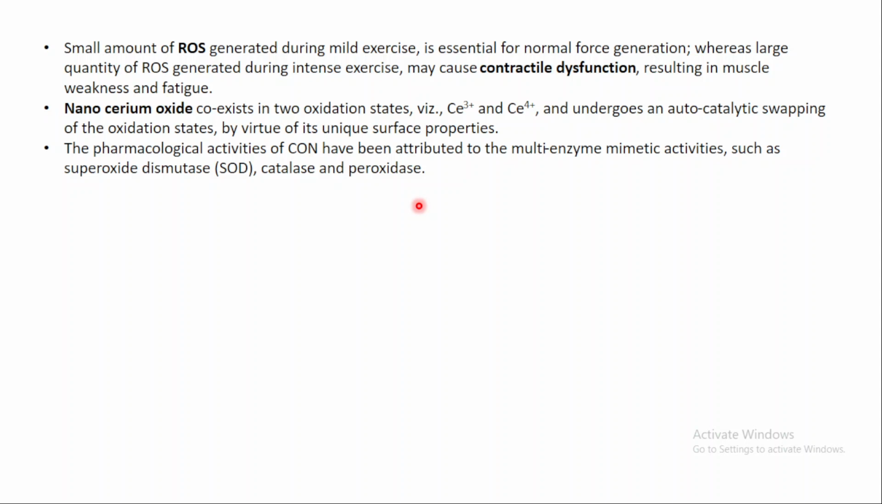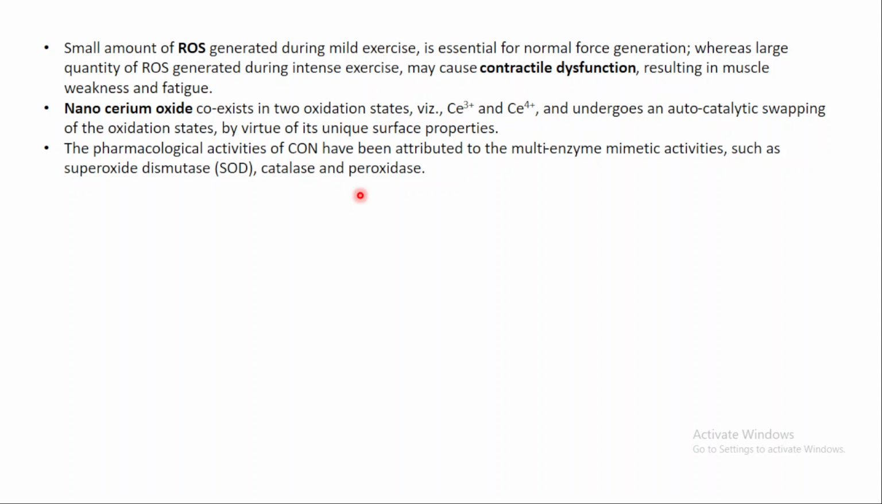The pharmacological activities of CONs, or nanocerium oxide, have been attributed to the multi-enzyme mimetic activities such as superoxide dismutase, catalase, and peroxidase. So what this statement says is that treatment of cerium oxide nanoparticles or nanoceria to the muscle can mimic the activity of superoxide dismutase, catalase, or peroxidase.